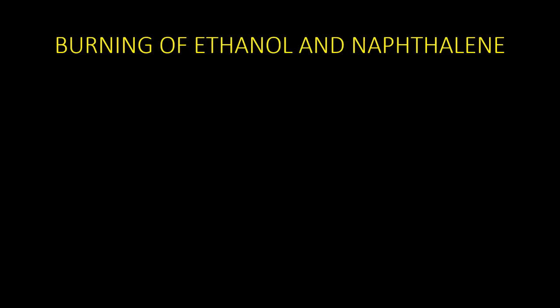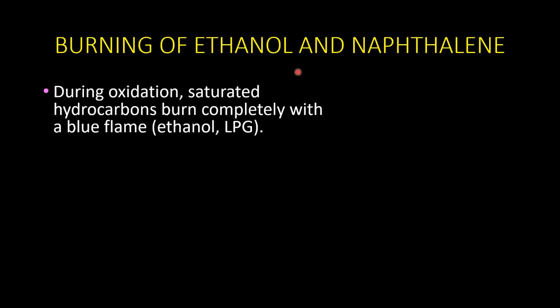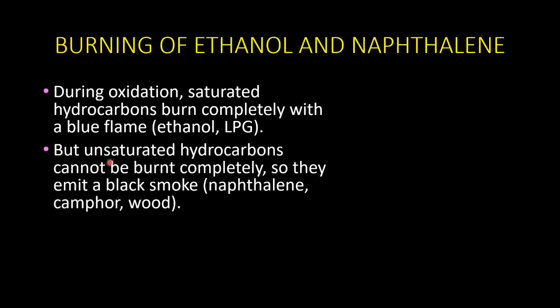Now we will see what will happen when we burn ethanol and naphthalene. Ethanol is an alcohol, you know, and naphthalene is nothing but the naphthalene balls that we are using to get rid of the bugs. See, when there is oxidation, a saturated hydrocarbon burns completely. If the hydrocarbon is a saturated one, it burns completely with a blue flame. Examples of saturated hydrocarbons are ethanol, LPG, but unsaturated hydrocarbons cannot be burnt completely.